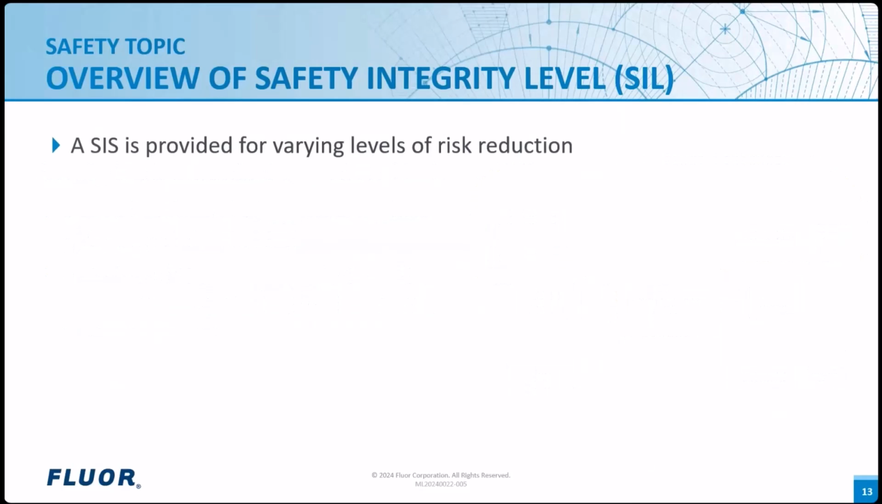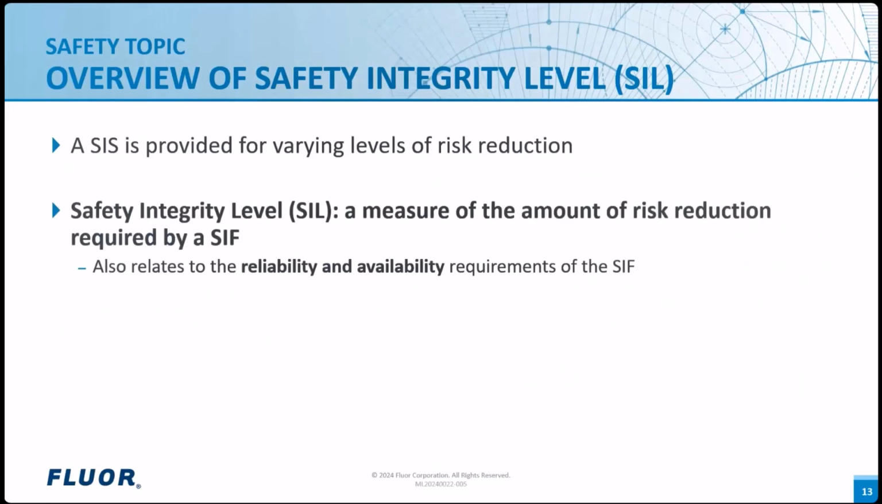A SIS is provided for varying levels of risk reduction. If the risk is high, significant risk reduction is needed. If the risk is low, minimal risk reduction is needed. The safety integrity level, or SIL, is a measure of the amount of risk reduction required by a SIF. It is a measure of the required availability and reliability of the SIF. In other words, the chance that a SIF can fail must be smaller as the risk being guarded against is higher.